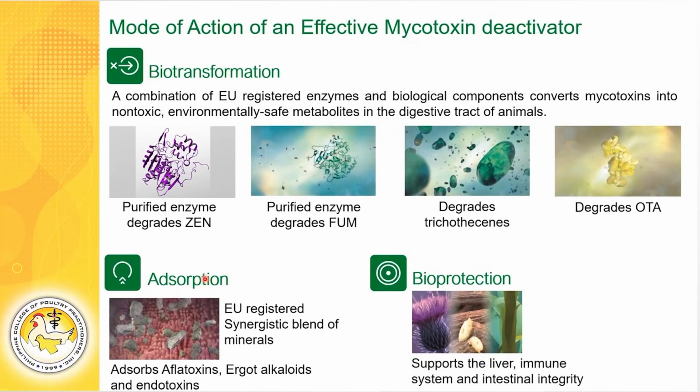If we have a look at the mode of action of an effective mycotoxin deactivator, it should have 3 strategies. Biotransformation, where we use enzymes to deactivate the non-adsorbable mycotoxins like trichothecenes, zearalenone, fumonisins, and so on. We should still have a binder component to take up the aflatoxin, and then a bioprotection. A bioprotection will offer a little bit of extra aid against the toxic effect of mycotoxins. So ideally, it will be something that will protect the gut, protect the liver, and boost the immune system while the other components are deactivating the mycotoxins.